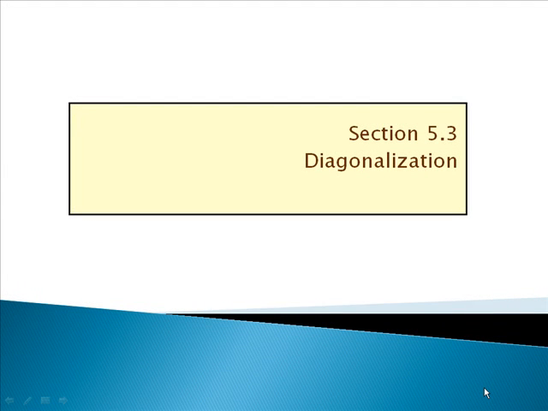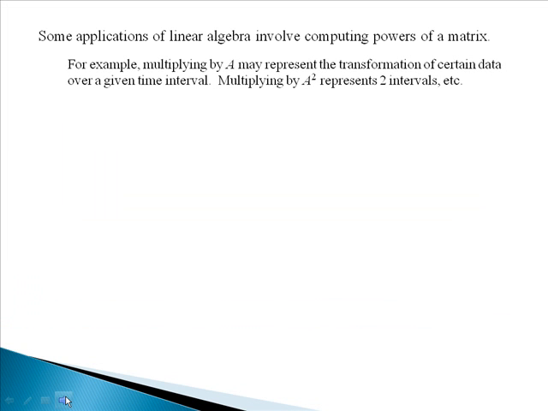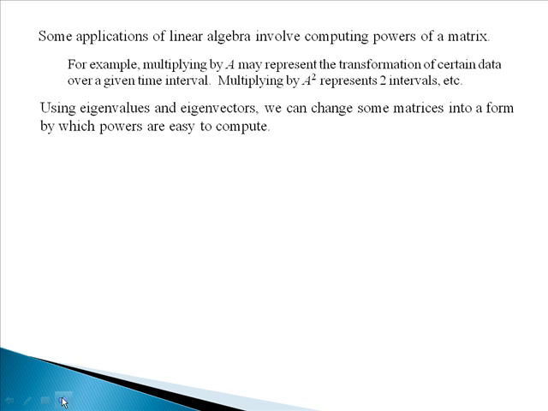Section 5.3 Diagonalization. Some applications of linear algebra involve computing powers of a matrix. For example, multiplying by A may represent the transformation of certain data over a given time interval. Multiplying by A squared represents two intervals, etc. Using eigenvalues and eigenvectors, we can change some matrices into a form by which powers are easy to compute.